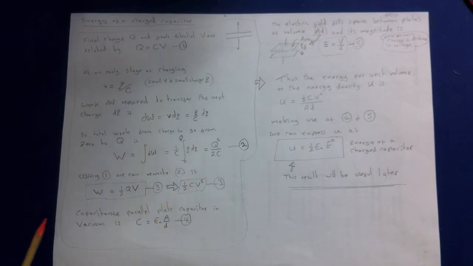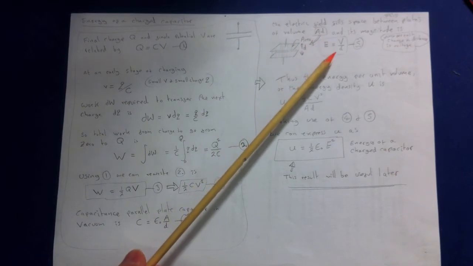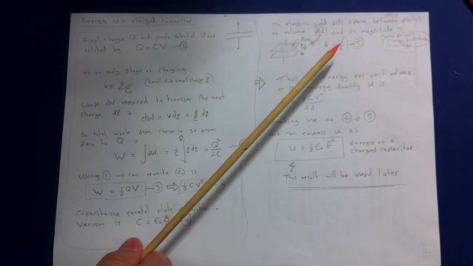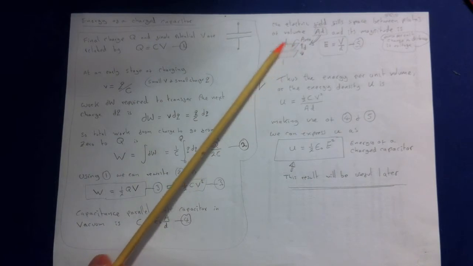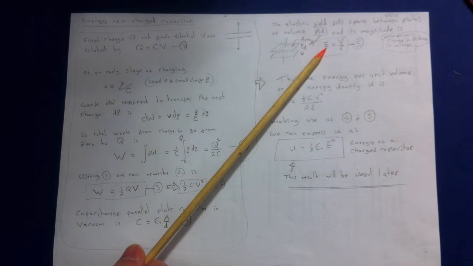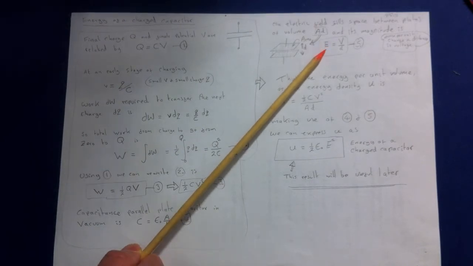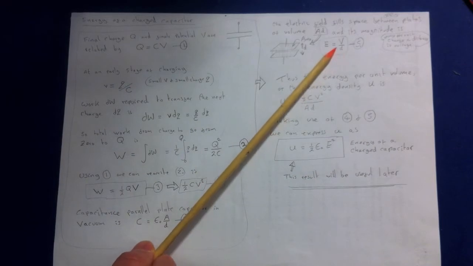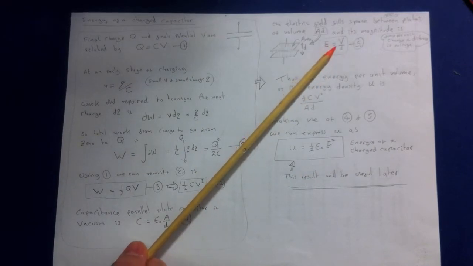Now the capacitance of a parallel plate capacitor in a vacuum, we know from empirical measurements, is always epsilon naught, the permittivity, times the area of the plates divided by the distance between the plates. So that's the standard form for the capacitance of a capacitor. The electric field fills the space between the plates of volume Ad. So you've got the area of the plates, multiply that by d, and that gives you the volume between the plates. Remember that voltage can also be written as E, the electric field, times the distance. The force per unit charge times the distance is actually the voltage. We know then that the field is V over d.